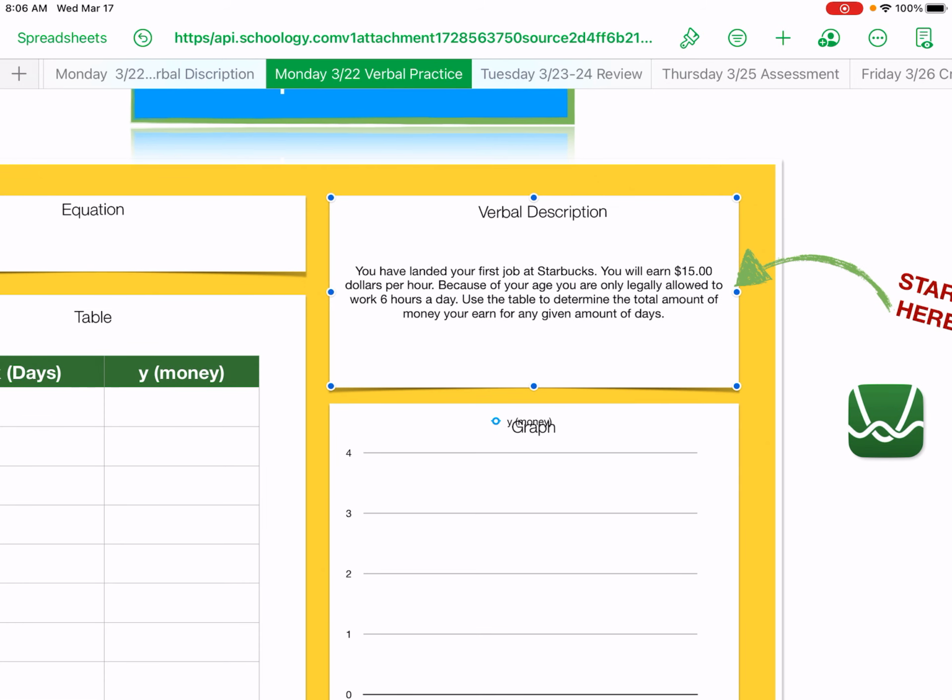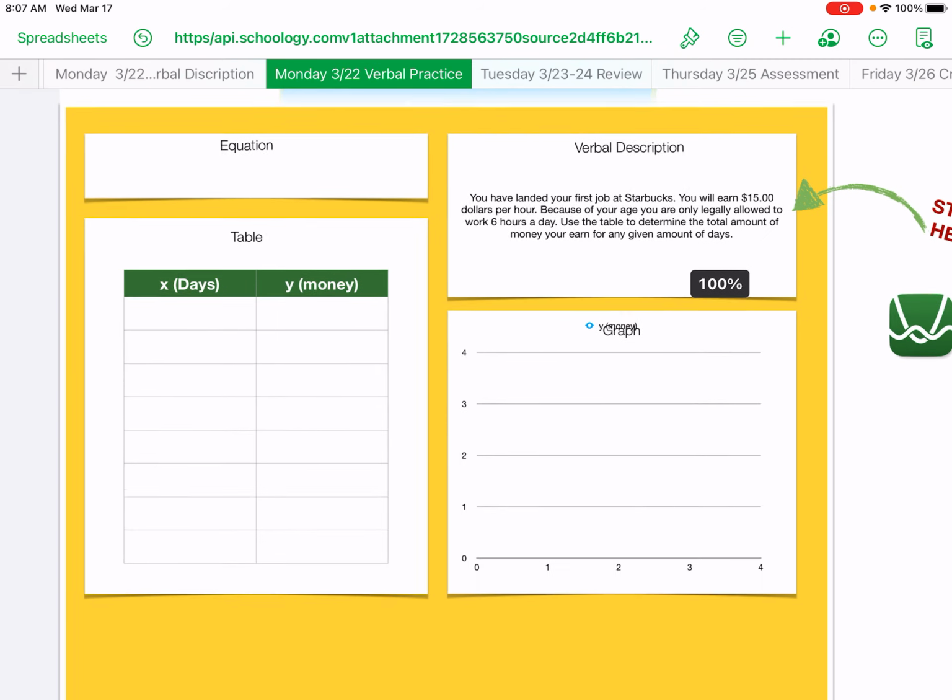Okay, you've landed your first job at Starbucks. You'll earn $15 per hour. Because of your age, you are only legally allowed to work 6 hours a day. Use the table to determine the total amount of money you can earn in any given amount of days.